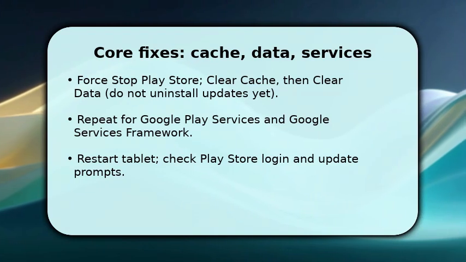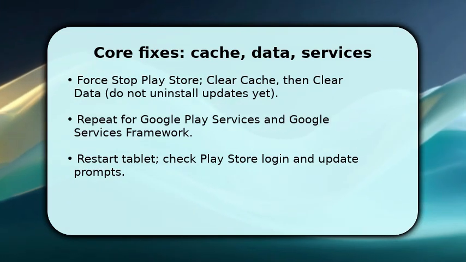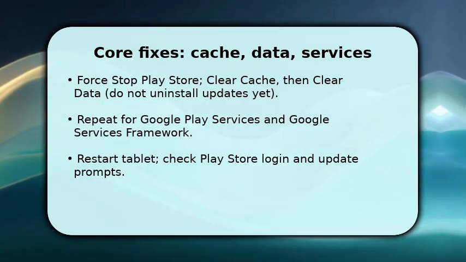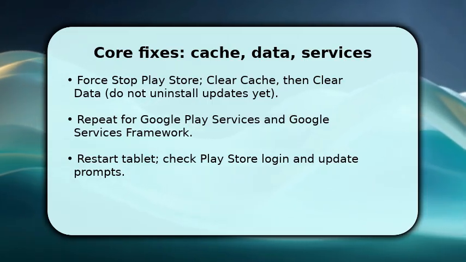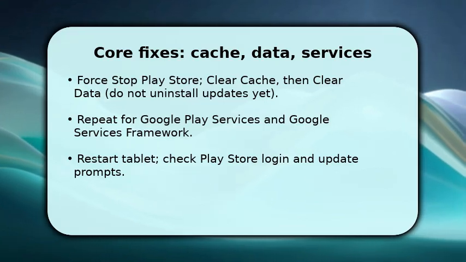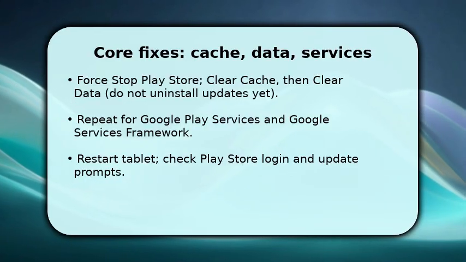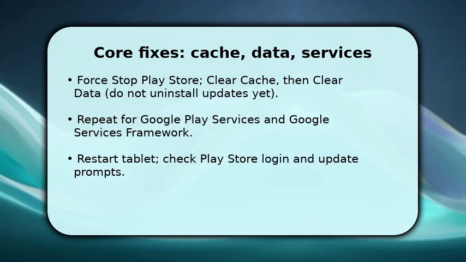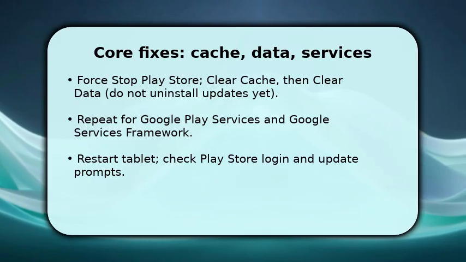Now you'll perform the core fixes that resolve most Play Store issues. First, force stop the Play Store and clear its cache, then clear app data if cache alone didn't work. This removes corrupt temp files. Next, do the same for Google Play Services and Google Services Framework because they coordinate billing and account sync. Once done, restart the tablet so services relaunch cleanly. Then open Play Store to sign back in and accept any updates. These steps restore proper communication between apps and Google.